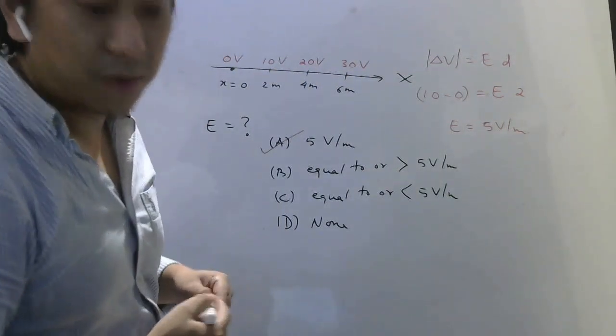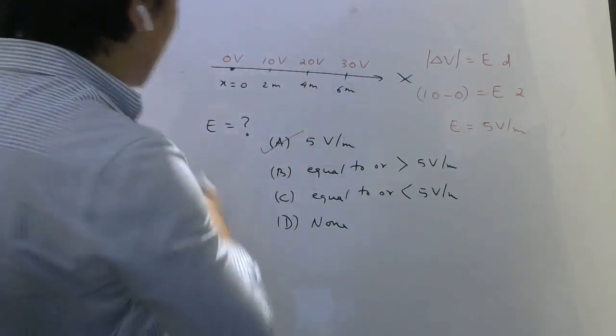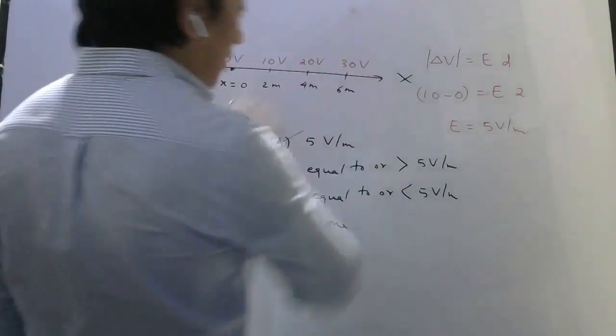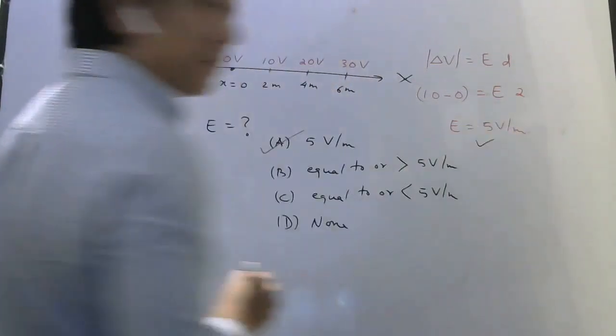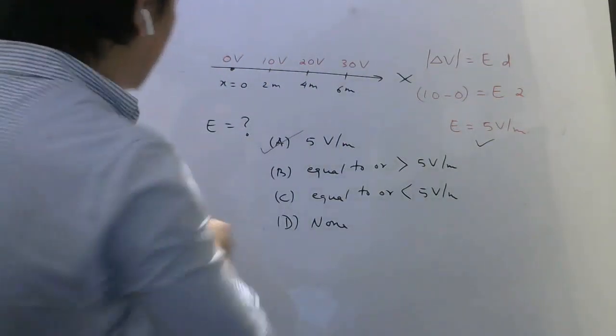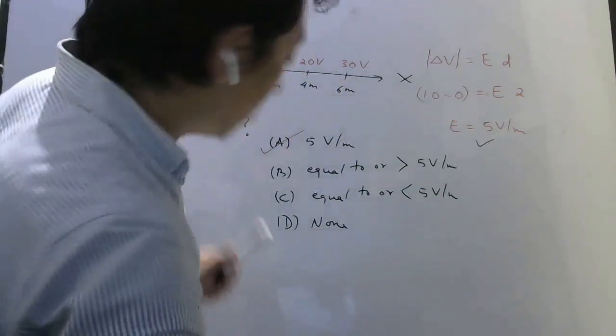However, students, you have to be careful. I have not told you in this question electric field is along x-axis. If electric field was along x-axis, then this would be the answer. Electric field could be this way also, right? Yes or no? I just gave you potential of these points. Okay.